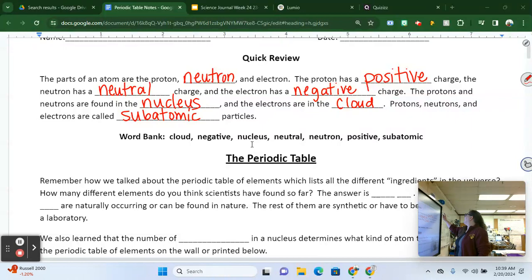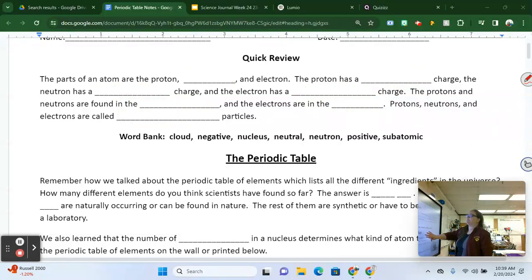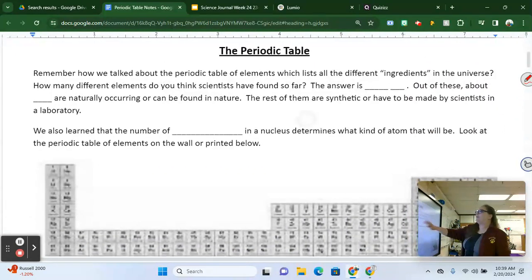Okay. You know the drill. Pause it if you need to. I'm moving ahead. All right, the periodic table. Remember how we talked about the periodic table? We talked about this table of elements that lists all the different ingredients in the universe. So, how many different ingredients have scientists found so far? Right now, the answer is 118.